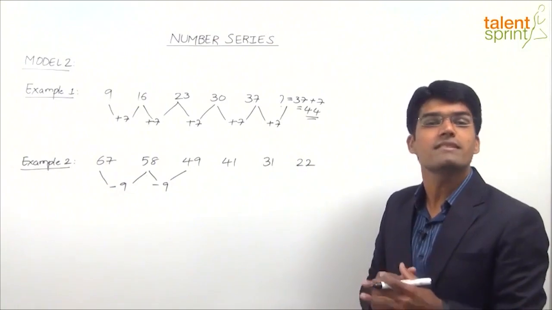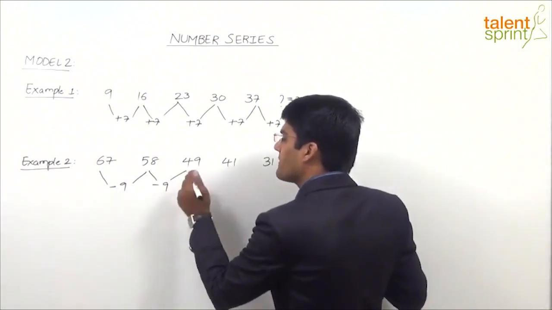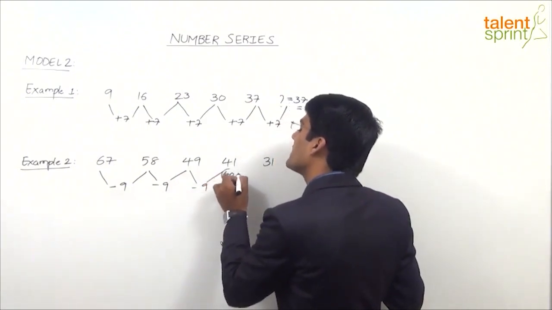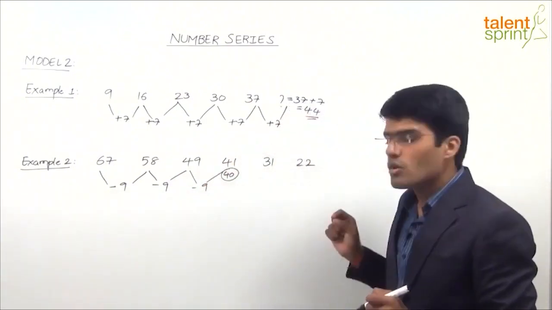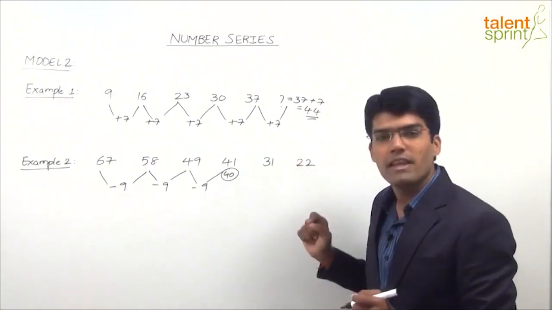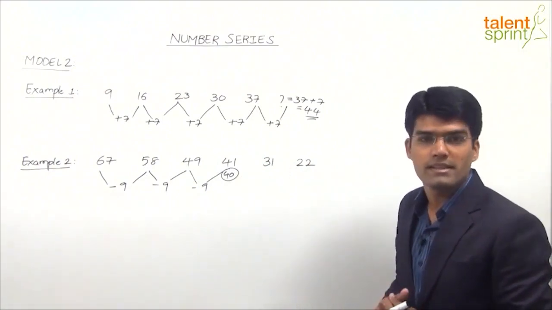The difference between two consecutive terms here may be minus 9. But when we proceed, we find that 49 minus 9 should give us 40, but the given number here is 41. So maybe 41 here is the wrong number. But simply here itself we cannot say that 41 is wrong. We also need to confirm that by looking at the various other numbers.